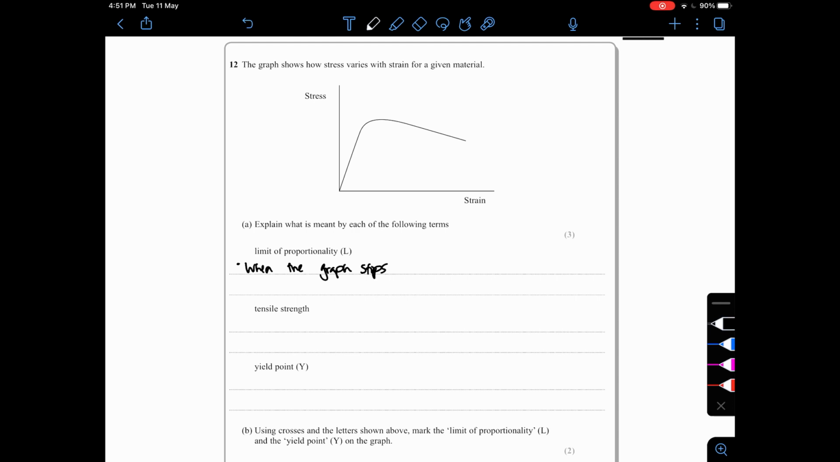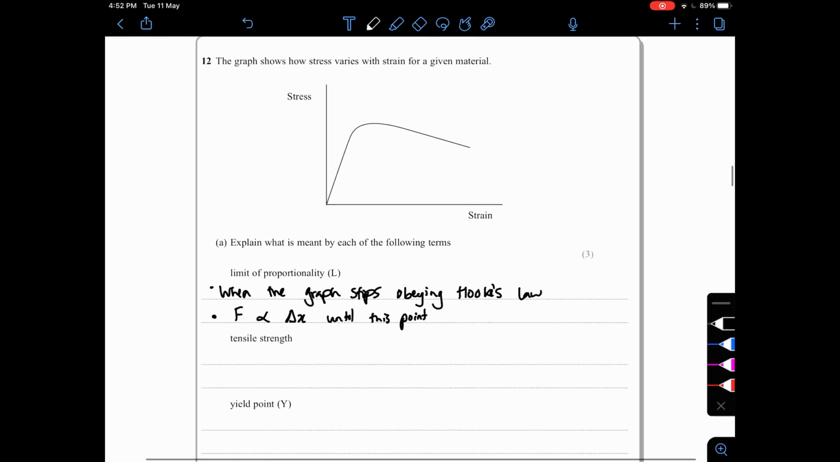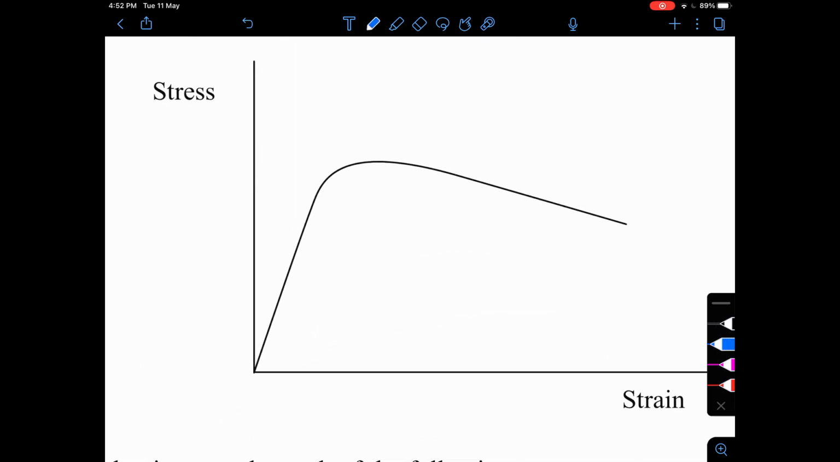That's one definition for it. You can also say that the force is proportional to the extension, so delta x, until this point. Now, what point is it on the graph? Let me show you on the graph. That point is when it stops being linear.